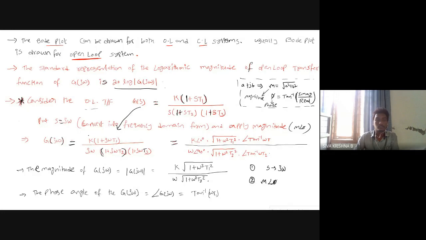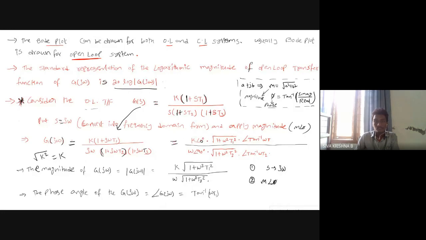So the first term is K. K is a constant value, that may be 1 or 2 or whatever. A constant value has no phase angle, right? Magnitude is also the same only. If you apply magnitude, that is root over K square, which is nothing but K. That's why here it is K at an angle of 0 degrees. Is it clear? Directly you can write like this. Nandi, please respond now. Yes, sir.